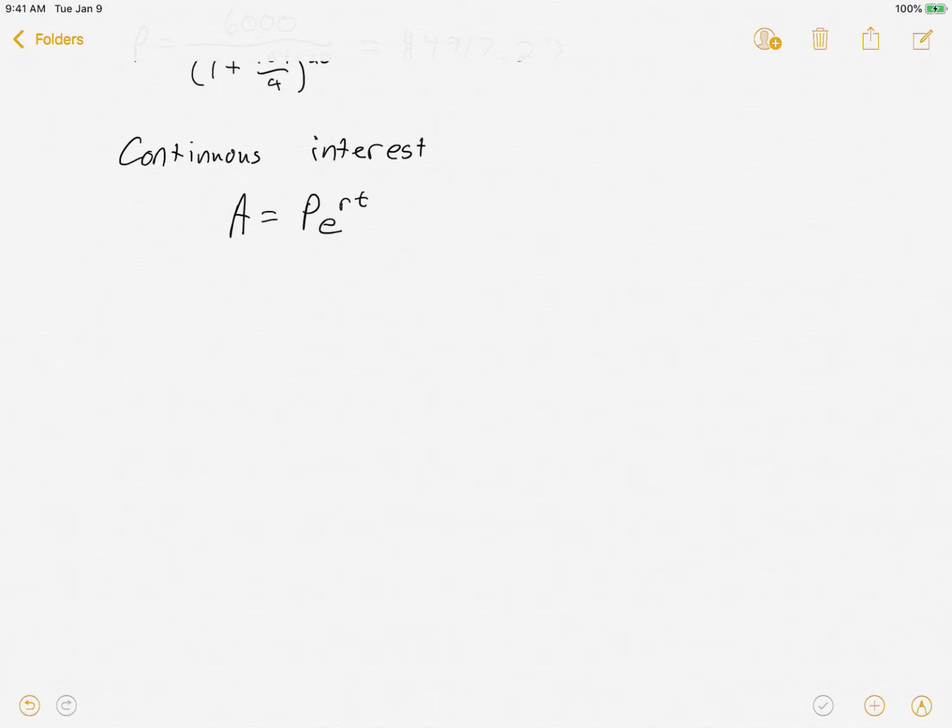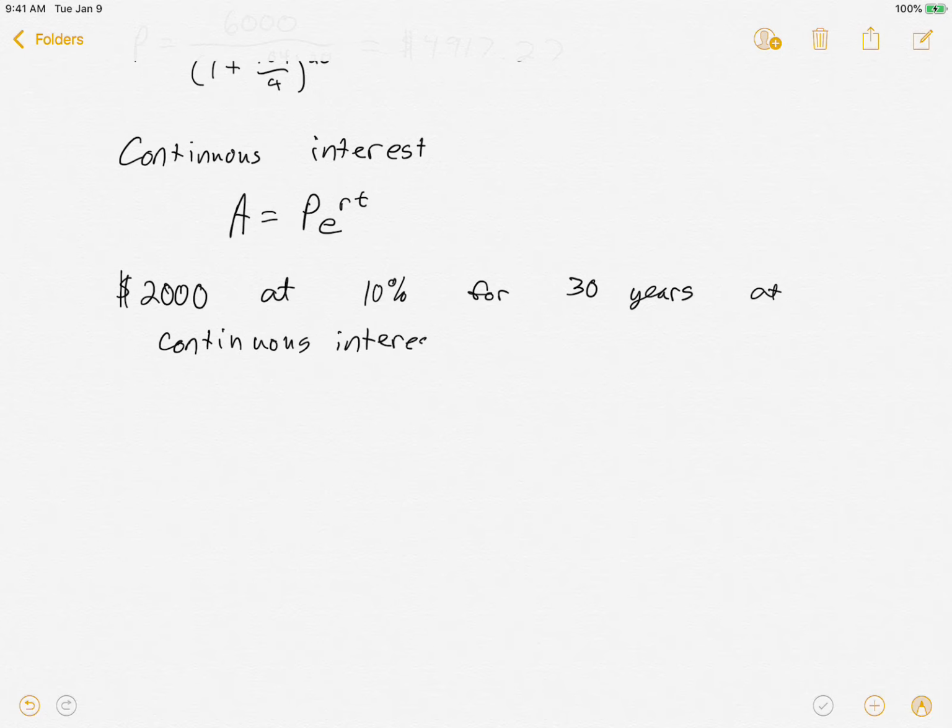So let's pick something crazy. Let's say you invested $2,000 at something really high, like 10%, for, let's pick a large amount, because the more time it's in there, the faster it grows. Let's say we do 30 years. And let's say it's continuous interest. So that's going to be 2,000 times e to the 0.1, not 0.01, 0.1 times 30.